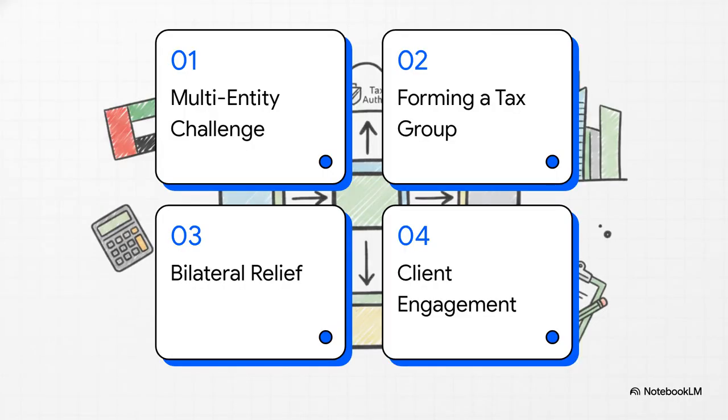We're going to map out the strategic decision tree today, covering the baseline multi-entity challenge, how to form a UAE tax group, the bilateral relief alternative, and finally, how to practically scope your client engagement.